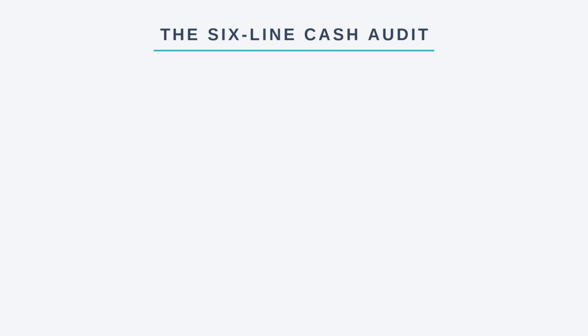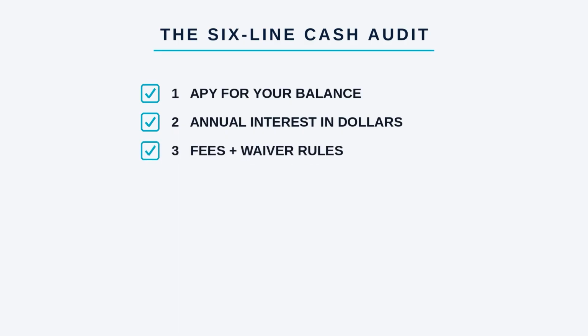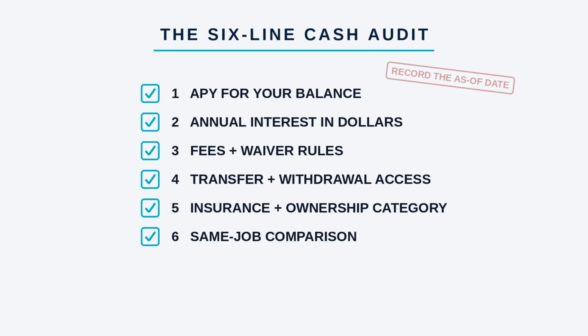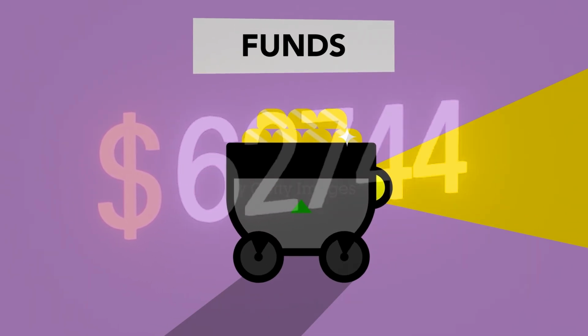Run this 6-line audit. 1. The exact APY applying to your current balance. 2. Estimated annual interest in dollars. 3. Monthly fees and waiver conditions. 4. Transfer and withdrawal access. 5. Deposit insurance status and ownership category. 6. The best comparable option that still performs the same job. For rate-sensitive numbers, record the date. A comparison without an as-of date becomes stale evidence. Recheck the figures before moving money, and never assume that a platform's brand name means the underlying cash is held in the way you expect.